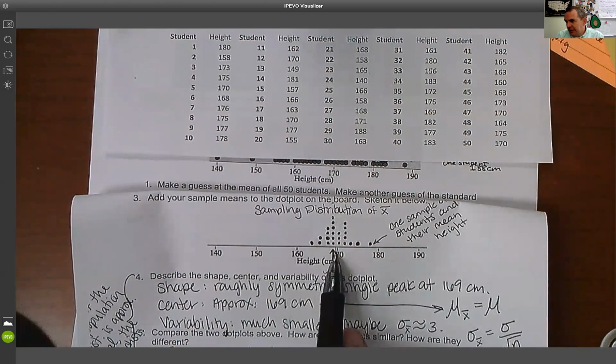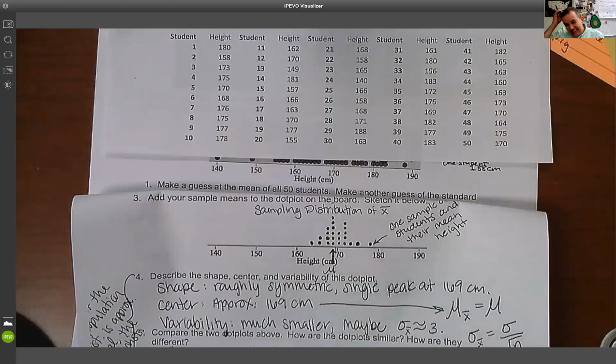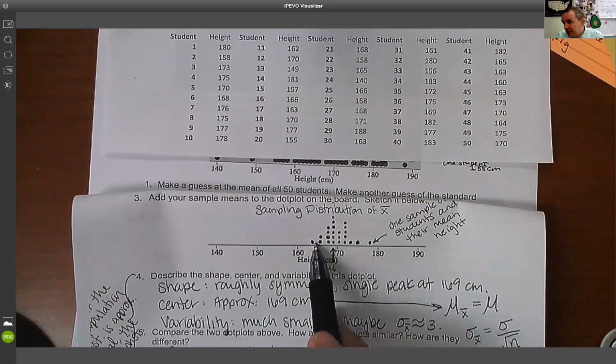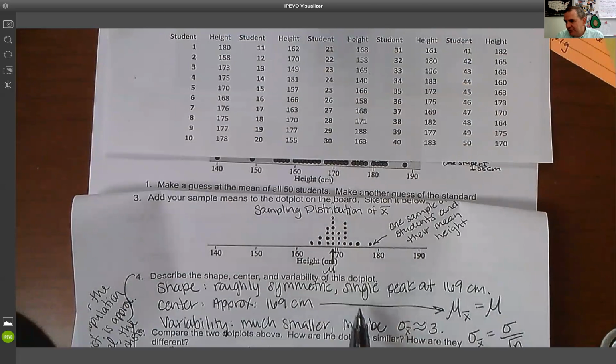And the variability here looks a little bit smaller. If we think about it, we go from 169 up to about 179, or 169 down to about 162, 163. So if we look at that, we definitely have a little bit smaller variability in that case. Our variability is about 3.